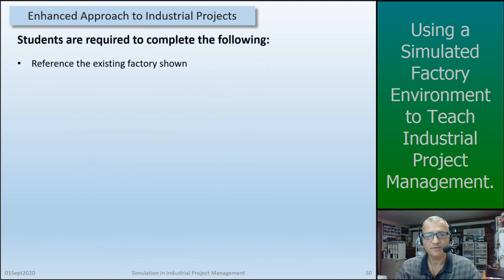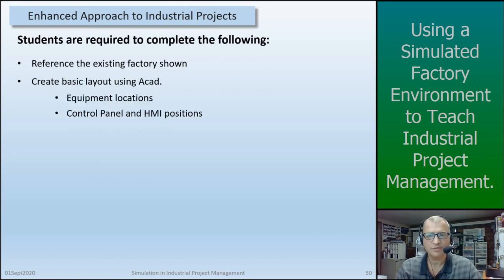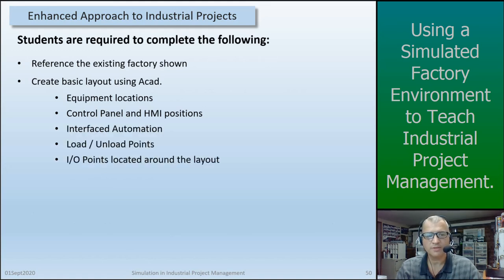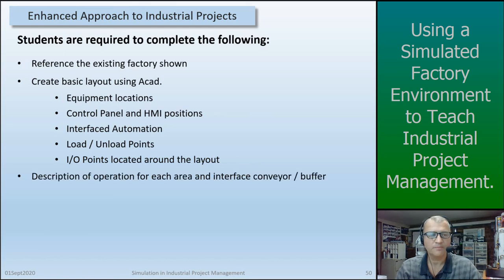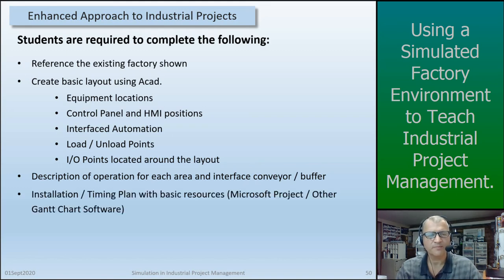So from the student perspective, after they reference the existing simulation, they have to create a basic AutoCAD layout showing the equipment locations, control panel and HMI positions, interfaced automation, load and unload points, I/O points located around the equipment layout, and they have to come up with a description of operation for each area and possibly interfaces between the conveyor, buffer, load-unload zone, that sort of thing.